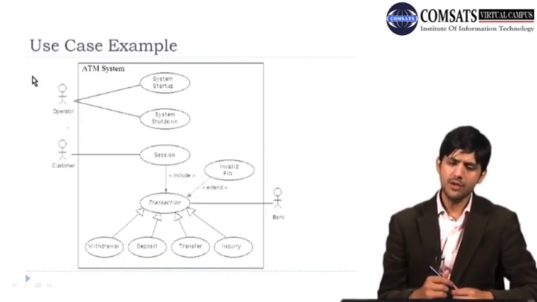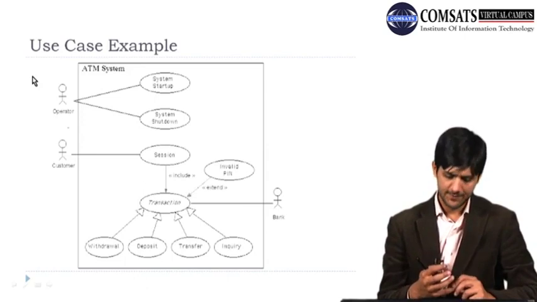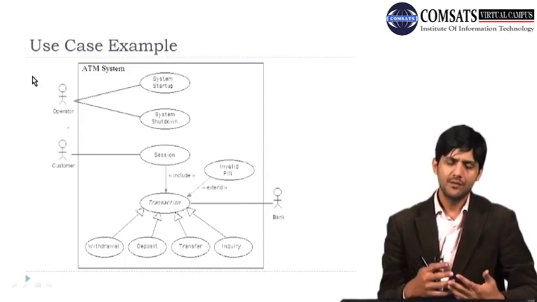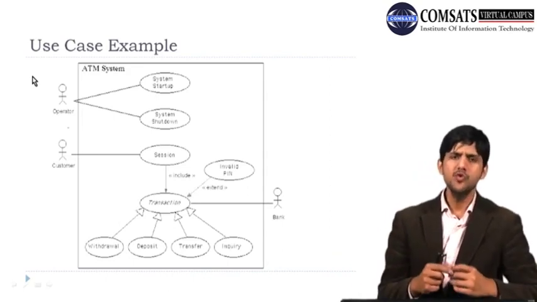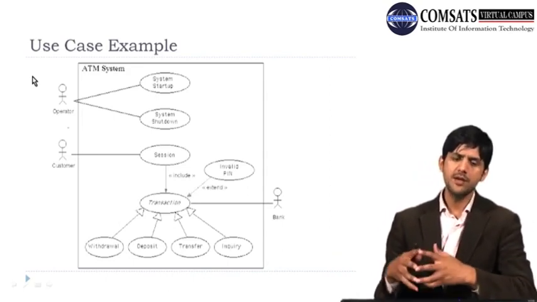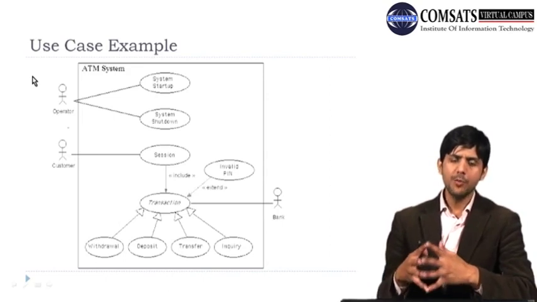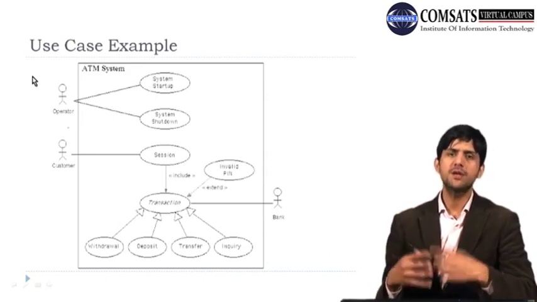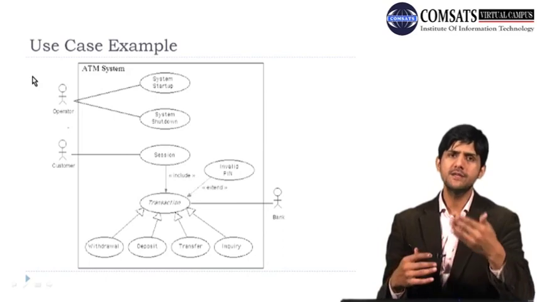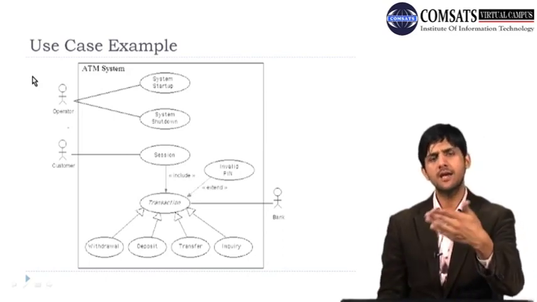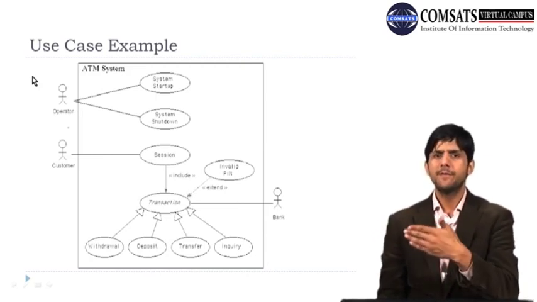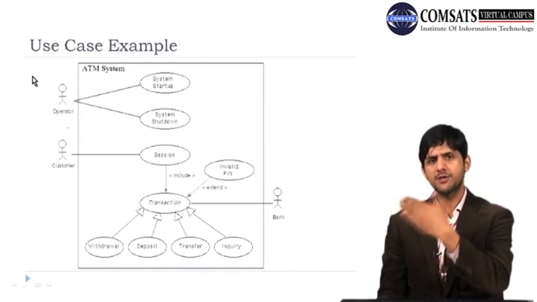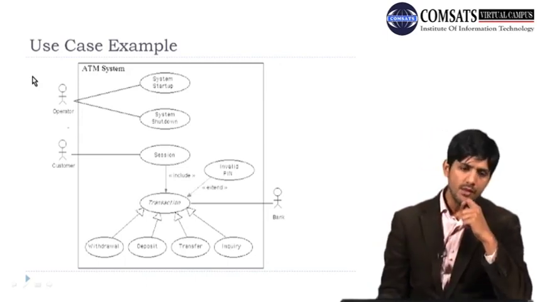So for example, what are the actors in an ATM system? We have an operator, we have a customer, and on the other hand we have a bank as well. There are two main primary actors here, an operator and a customer. So what does an operator do? He would maybe start the system, he would shut down the system. For example, you must have seen that at times you go to an ATM and it says sorry for the inconvenience, the ATM is under service, because the operator is trying to put some cash into the ATM machine.